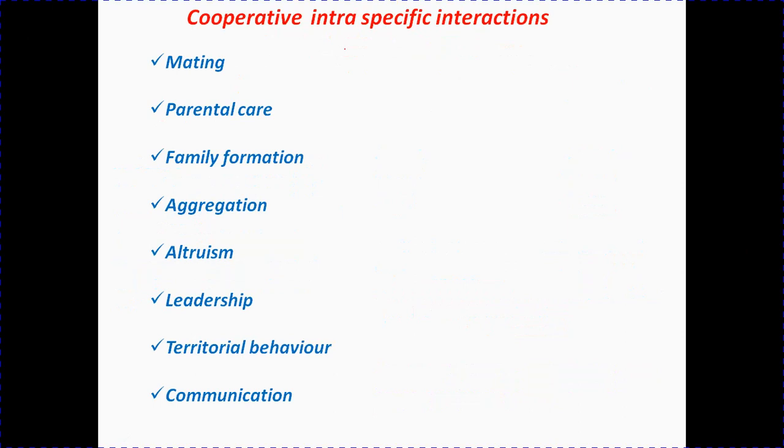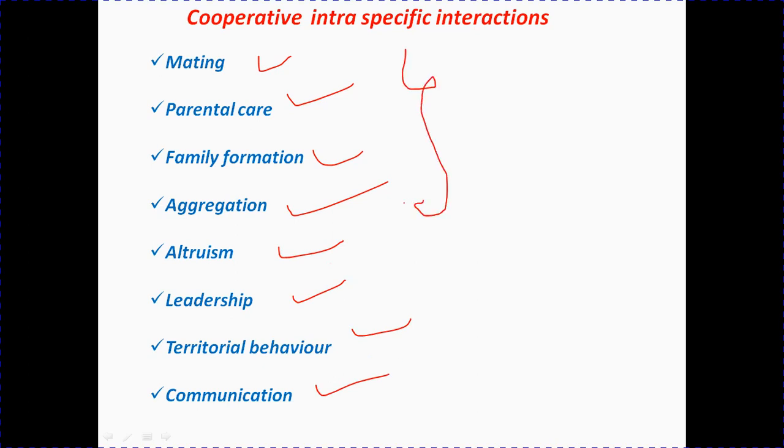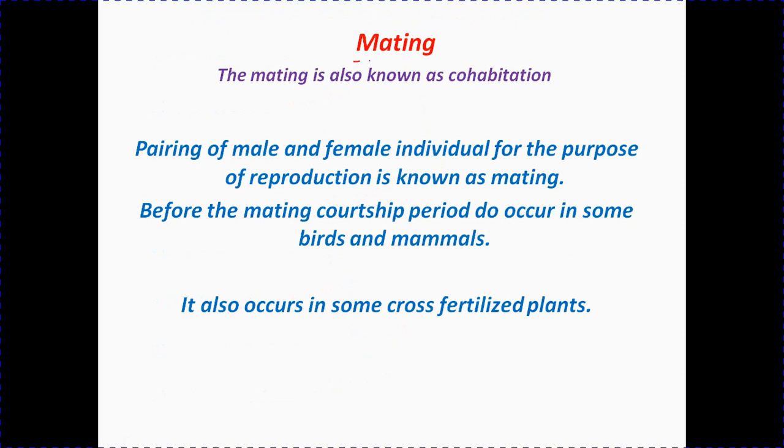Cooperative interspecific interactions include mating, parental care, family formation, aggregation, altruism, leadership, territorial behavior, and communication. We will be talking about these cooperative interactions separately here. First is mating. It's also known as cohabitation. Pairing of male and female individuals for the purpose of reproduction is known as mating. It's seen in birds, mammals, and in some cross-fertilized plants as well.